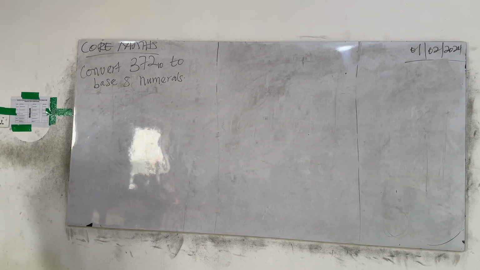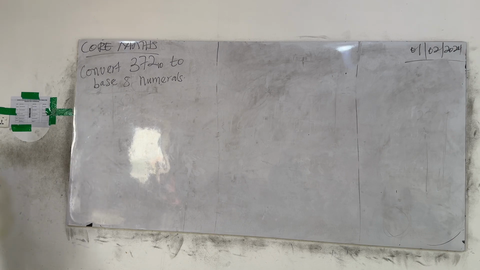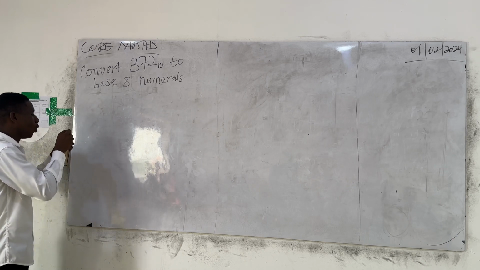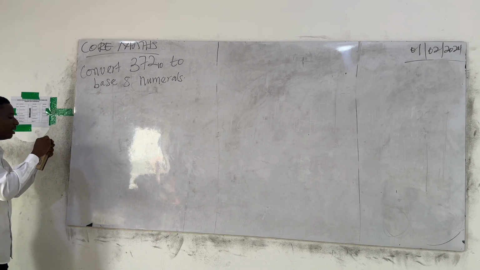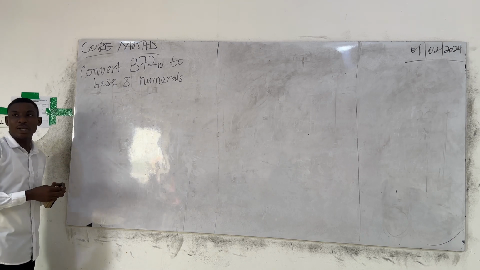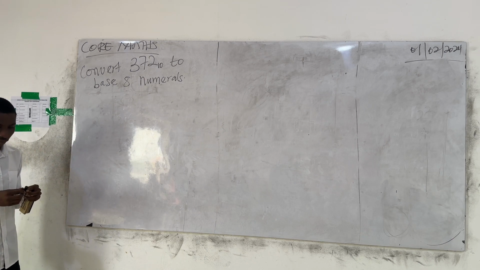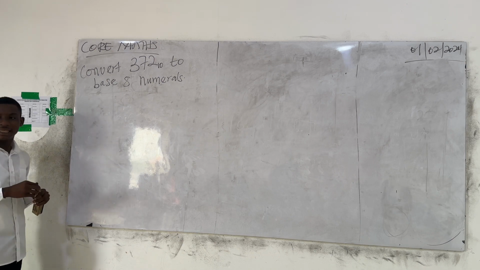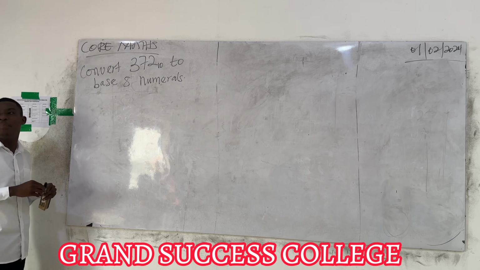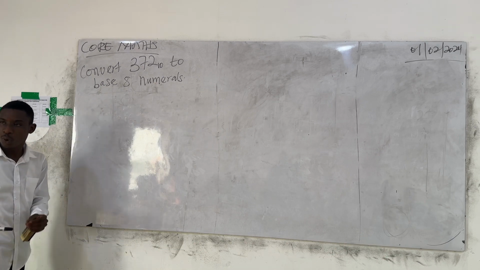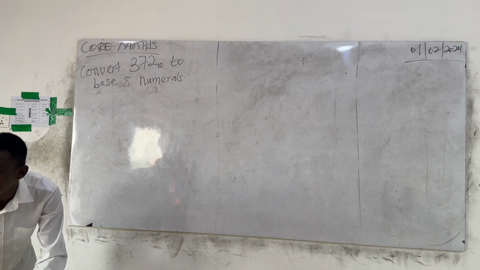So we are converting 372 base 10 to base 8 numerals. When it happens like this, you must always know the digits that are in base 10. Secondly, you have to also know the base that you want to convert that digit into. So there are two cases here.